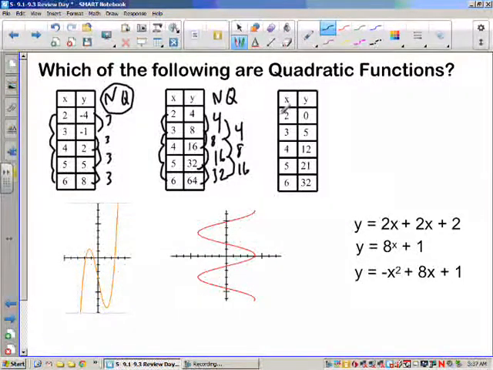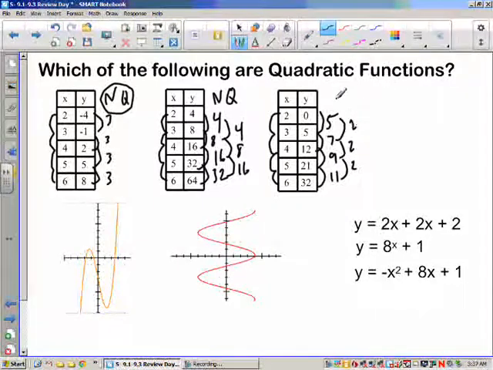If I look for the change in x's over here, I get a constant. Over here I get 5 minus 0, 12 minus 5, 21 minus 12, 32 minus 21, that's 11. And then the second difference, sure enough, change of 2. So this one is quadratic.